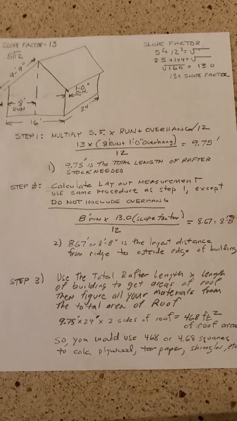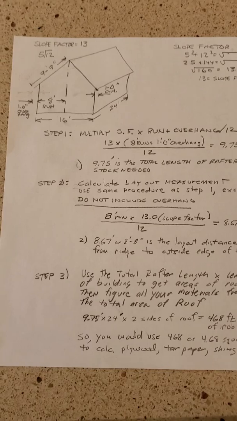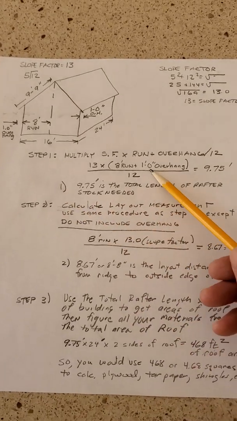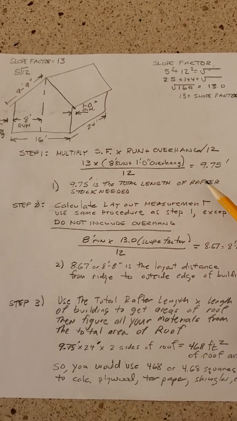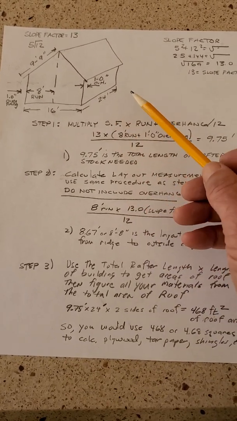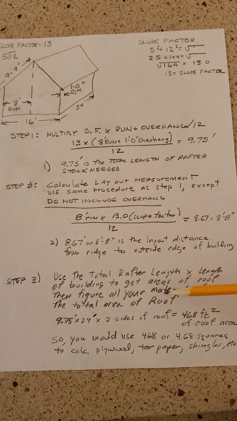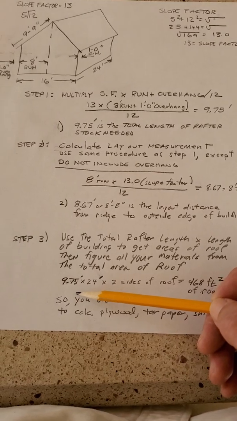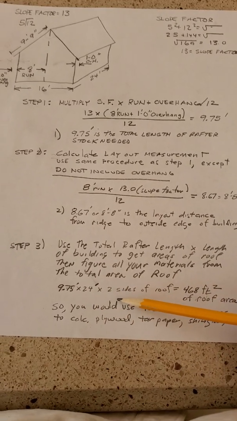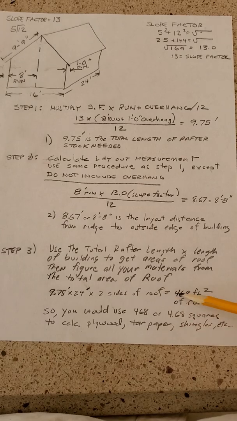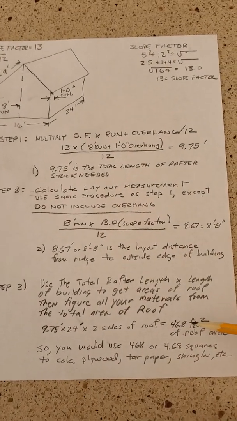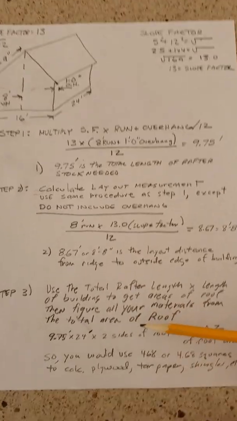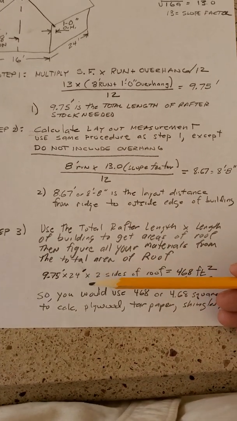To figure out the rest of the stuff like the plywood and the tar paper and all that, just take your total. The first one you did, the total length 9.75, times the length of the building, 24. That's why you've got to study your drawings and know what you're doing there. Times 2 sides of the roof. So I did it right here. 9.75 times 24 times 2 sides of the roof gives you an area of 468 square feet for that roof. Remember, you've got 2 sides of the roof, so make sure you double that. Length times width times 2 sides.